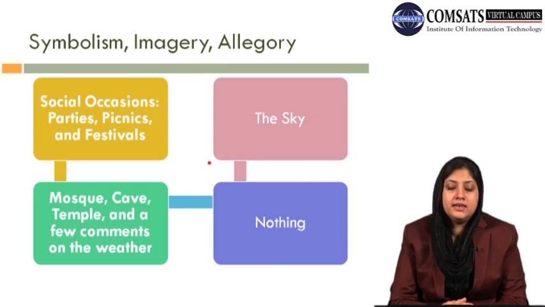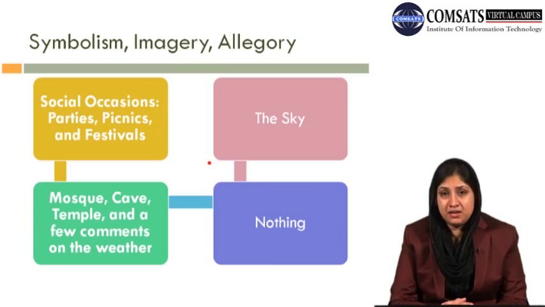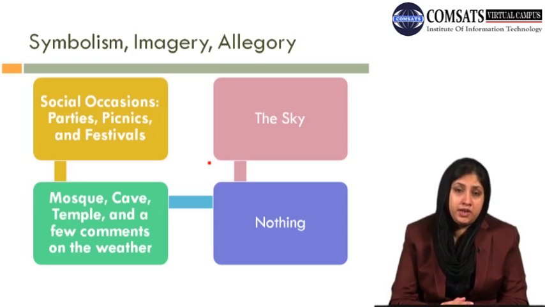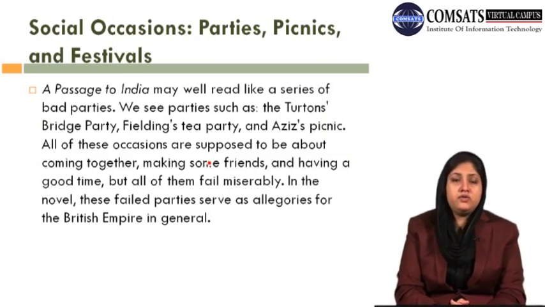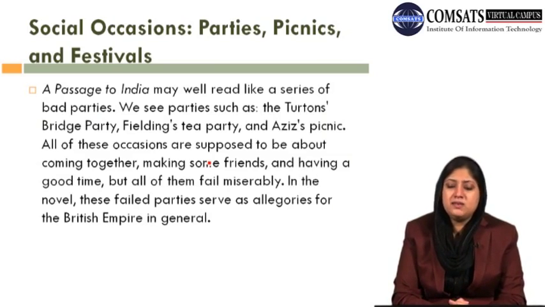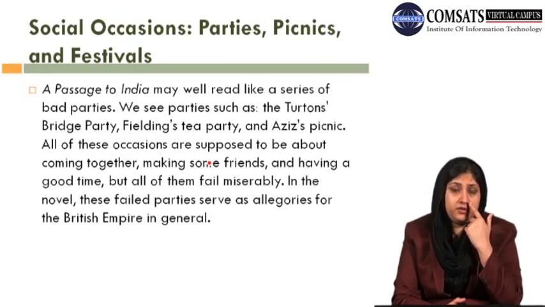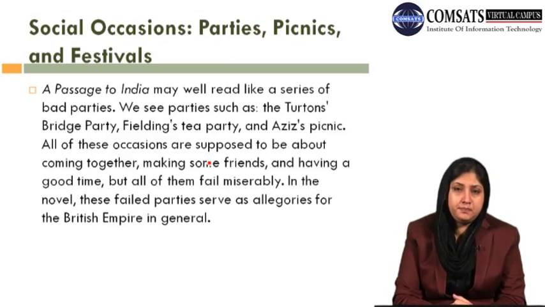Then you will find the sky. The sky is another symbol or imagery that adds meaning to already developed meaning categories. And then nothingness, or nothing. That is the fourth category. Starting with the very first category, that of social occasions, A Passage to India may well read like a series of bad parties. We see parties such as the Turtons' Bridge Party, Fielding's Tea Party, and Aziz's Picnic Party.